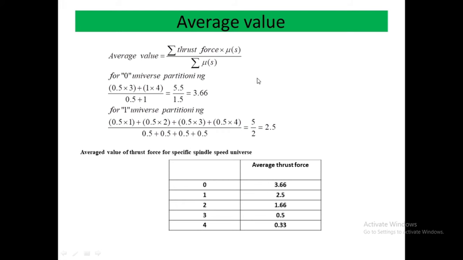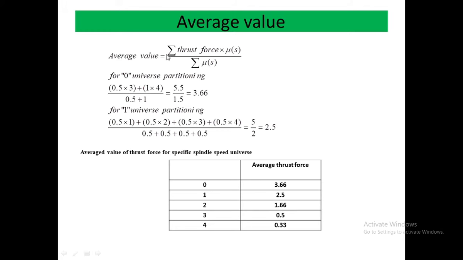How do I find the average value, which is the main question. Up to this time I followed the rules framing and the rules combination. How do I make a relationship between input and output function? Now we are aware of that. Then the next step is to find out the average value. How do we find it? Average value is equal to the sum of thrust force into mu of s divided by the sum of mu of s.